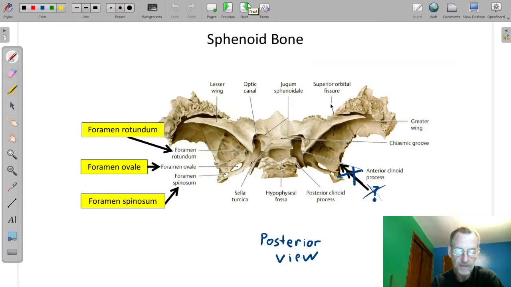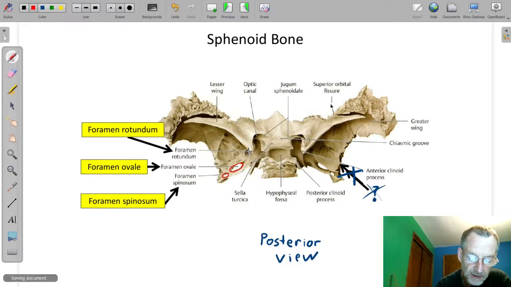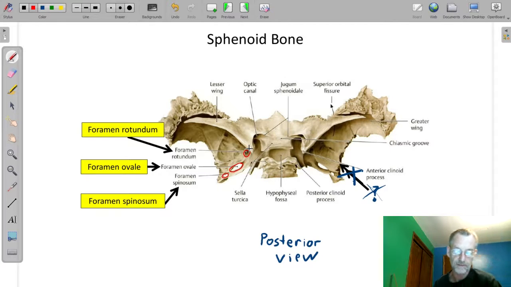More of the same. This is a posterior view of the disarticulated sphenoid bone. Again, the easy one to recognize and get oriented with is the foramen ovale for V3. And then you have the foramen spinosum for the middle meningeal artery. And then we have the foramen rotundum for V2. Okay, next slide.